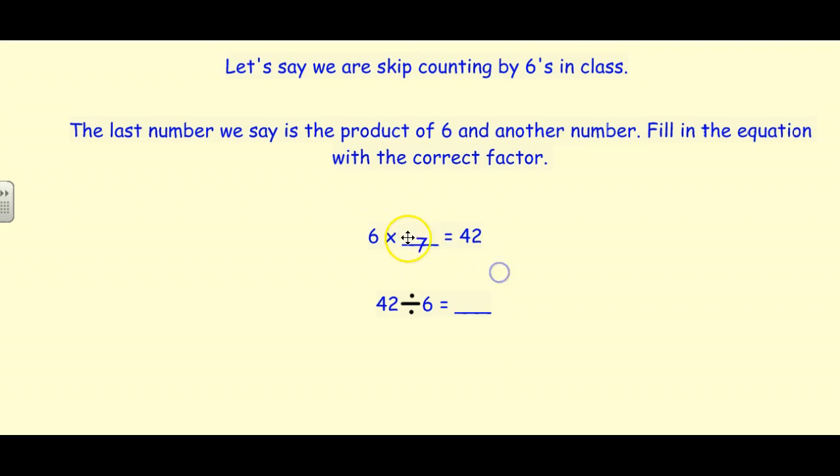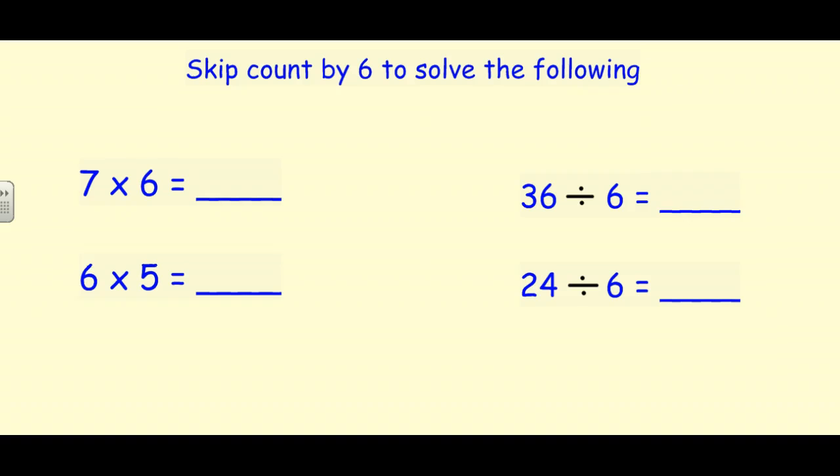I know that if I multiply 6 by 7, I'm getting 42. And to write this as a division equation, I keep the same numbers and I add my 7 right at the end. These equations are related.